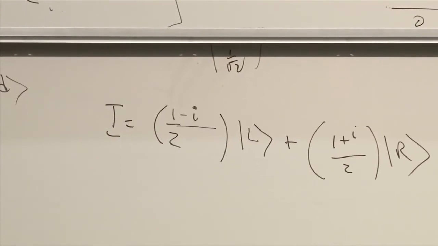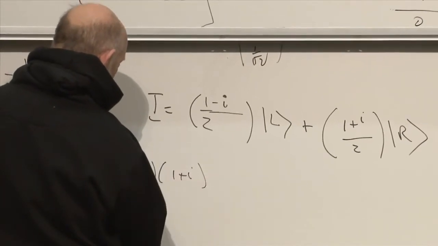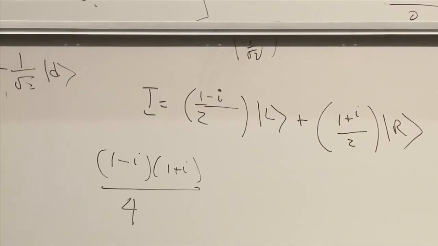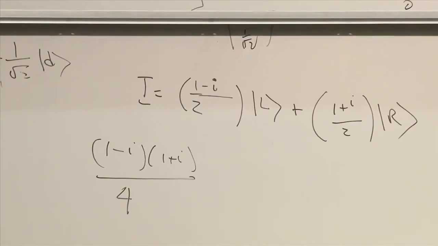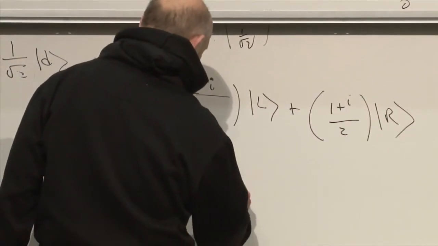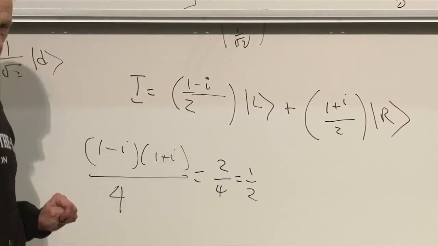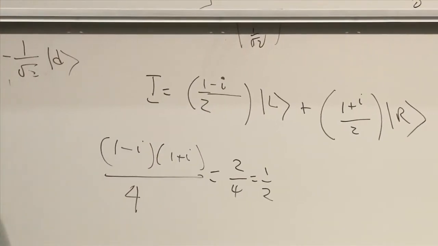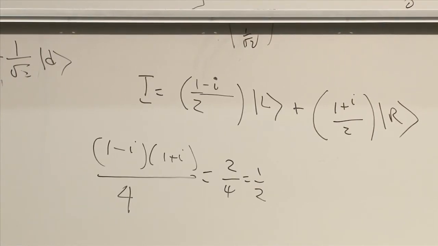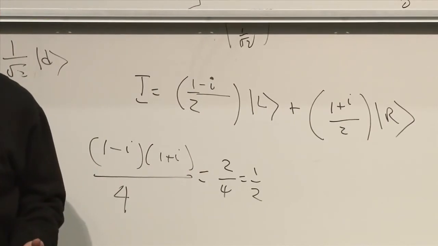Let's check it. It's 1 minus i times 1 plus i over 2 times 2, which is 4. 1 minus i times 1 plus i, oh praise the Lord, is 2. So 2 over 4, which is equal to 1/2. In other words, this coefficient, although it doesn't contain any explicit square root of 2, times its complex conjugate is equal to 1 over 2. So the magnitude of this complex number is 1 over the square root of 2.